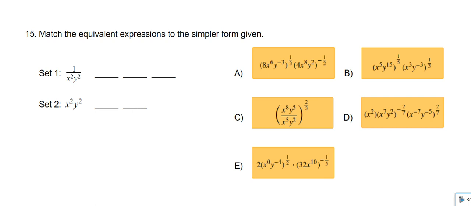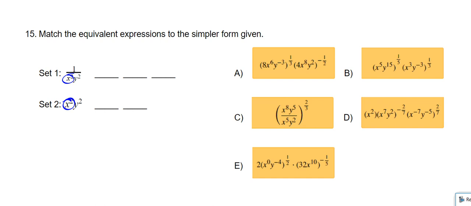Alrighty, time to do some matching. Okay. So the cool thing about this is that they're saying these are going to match up with something over here. So really what I have to determine is, are my x's going to be in the numerator or the denominator? So I can simplify this whole thing if I want to.